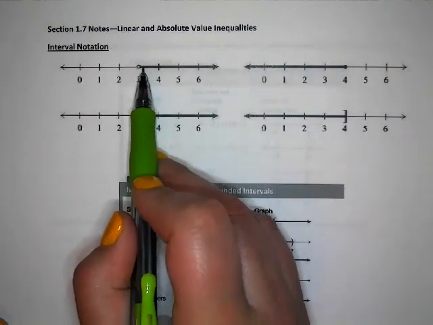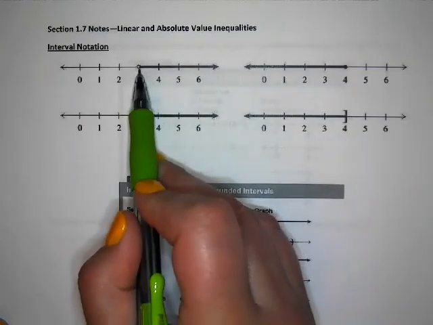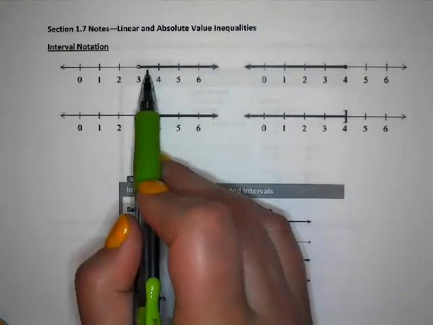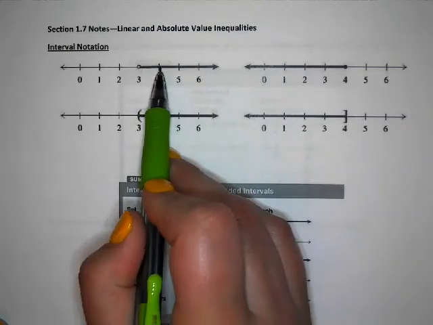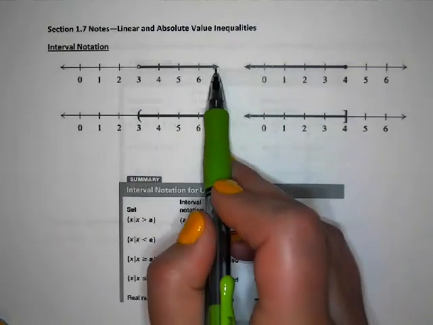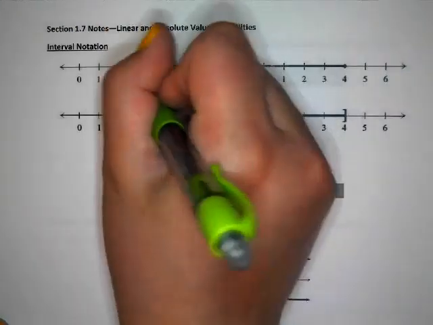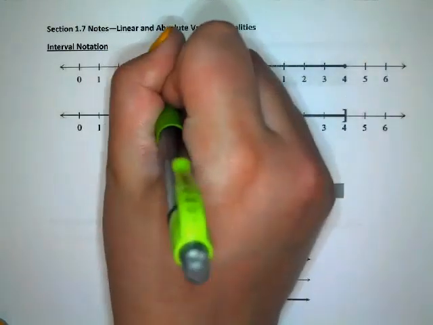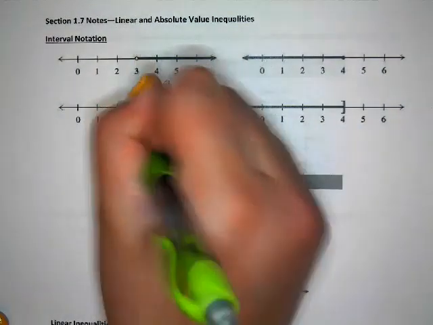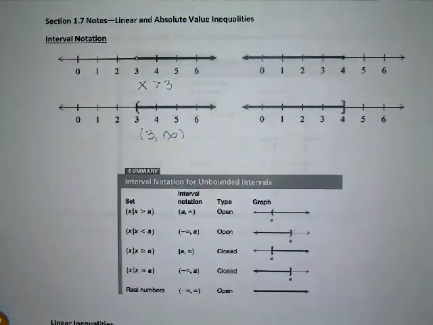So here we would say that these are solutions for some x value which cannot equal 3, that's why this circle is open. And then any value that's greater than 3, so 3.5, 4, 4.1, 4 and 7/8, anything like that, all the way to a right arrow, which is going to be positive infinity. So we would say this is all x values that are greater than 3. And in interval notation, you would say this is from 3 to positive infinity.